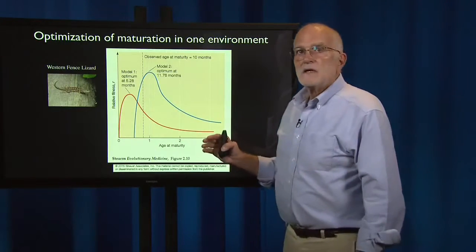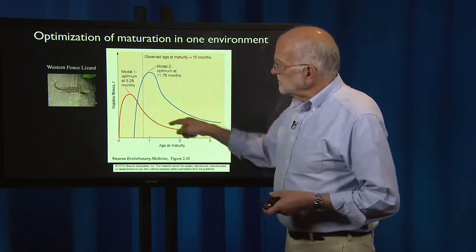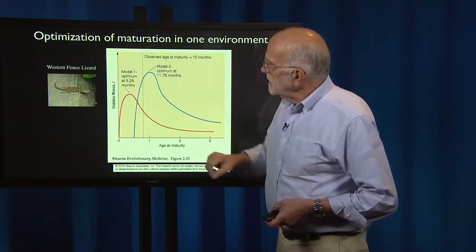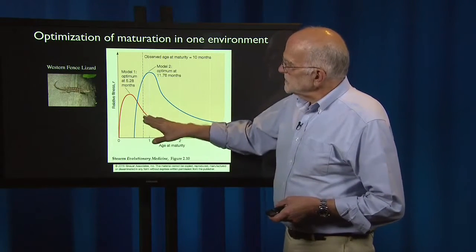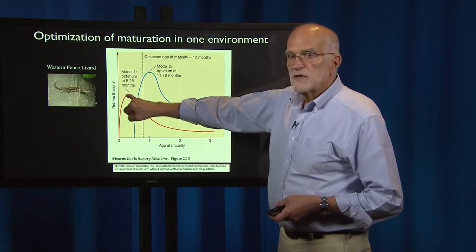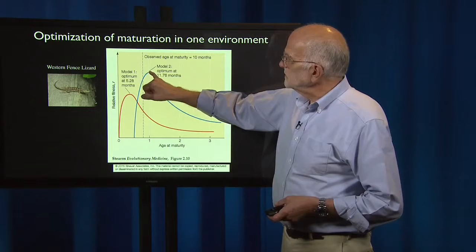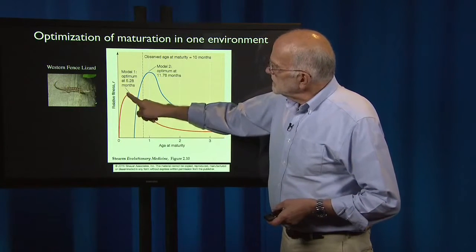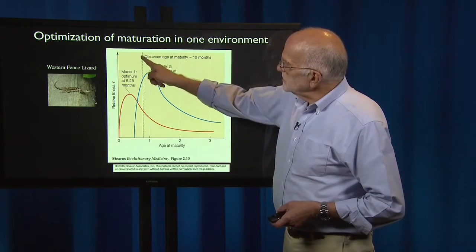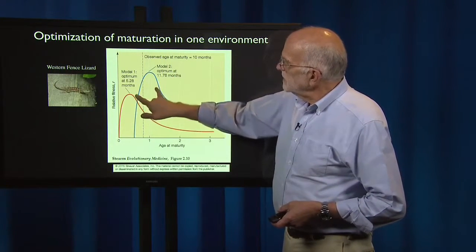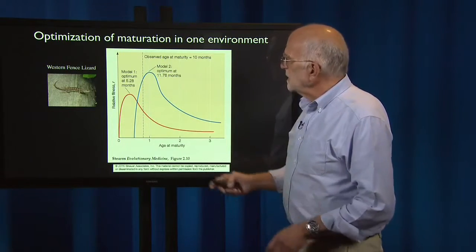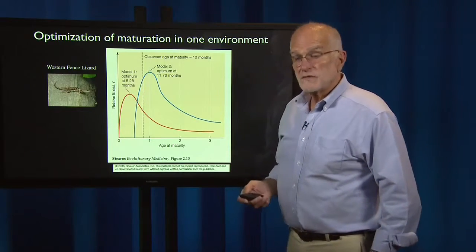Let's do that for these curves here. So these curves come out of that equation. Here's age at maturity, alpha, and here's fitness, little r. And what you can see is that under two different sets of assumptions, this is one which is based primarily on an effect on juvenile mortality, and this is one which is based primarily on fecundity. You can see that there is a peak fitness associated with a certain age of maturity. The actual age of maturity is this dashed line here. You can see that the model is bracketing that observed age of maturity. This particular analysis is for the western fence lizard.